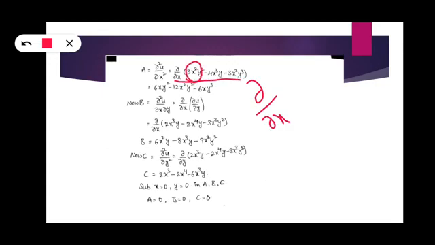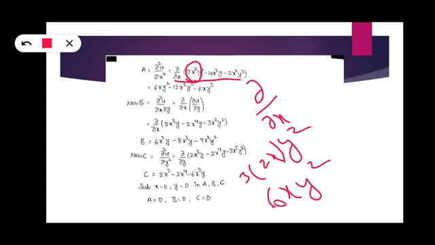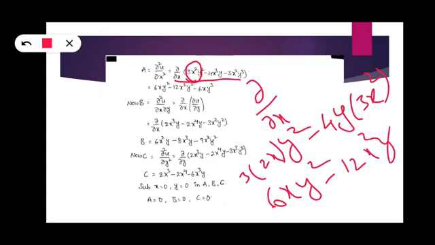Here y square is constant, 3 is constant. So we get 3 into 2x into y square. So this will be 6x y square. And if we do the second term, 4y is the constant. So 4 into y as a constant, x cube differentiation will be 3x square. So 4 into 3, that will be 12. So 12x square y.